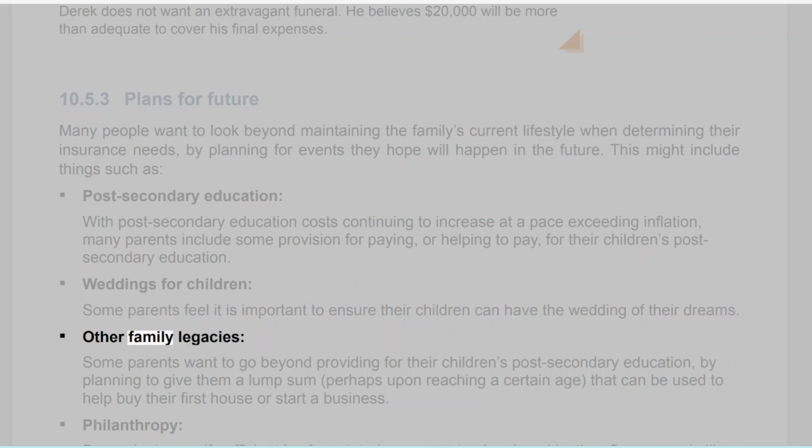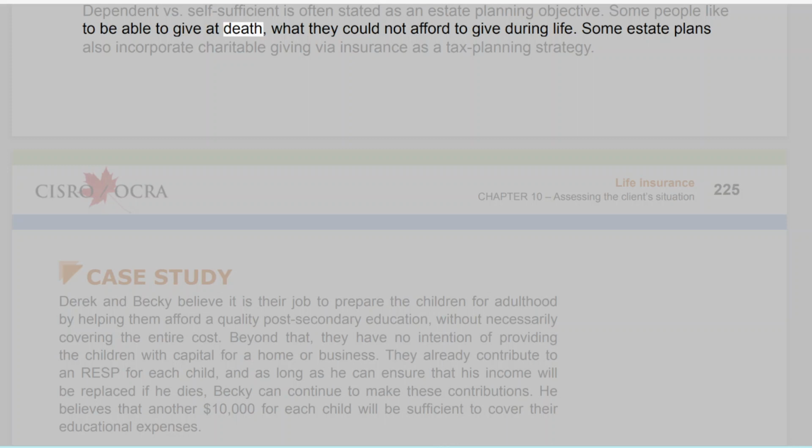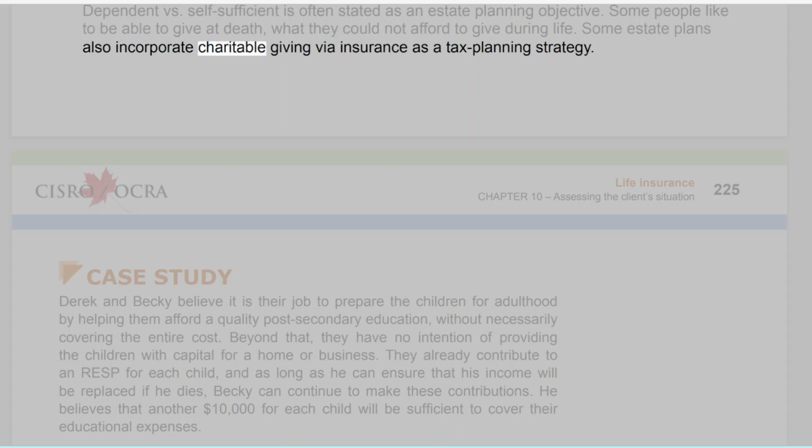Other family legacies. Some parents want to go beyond providing for their children's post-secondary education, by planning to give them a lump sum, perhaps upon reaching a certain age, that can be used to help buy their first house or start a business. Philanthropy. Some people like to be able to give at death what they could not afford to give during life. Some estate plans also incorporate charitable giving via insurance as a tax planning strategy.